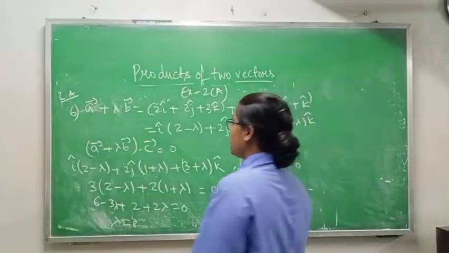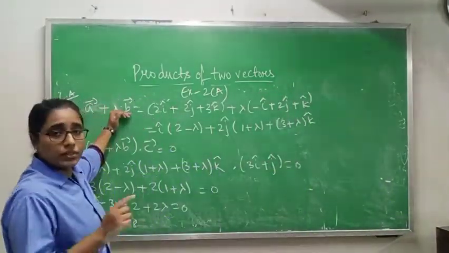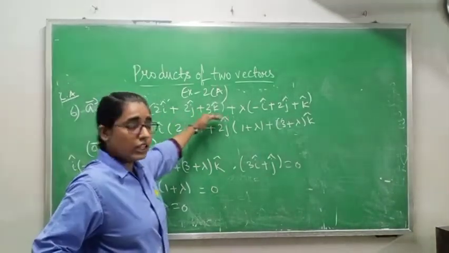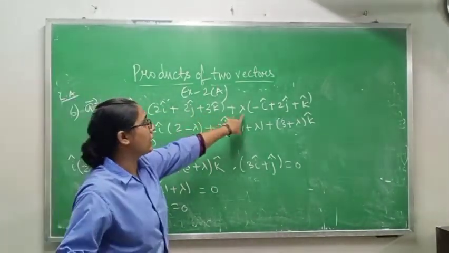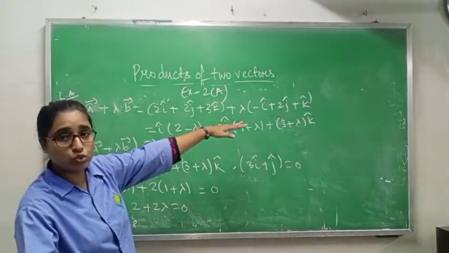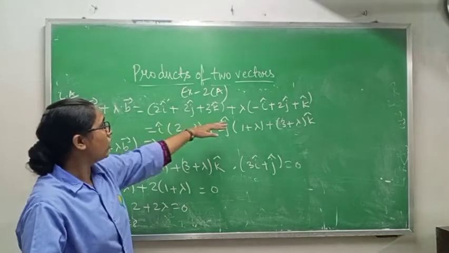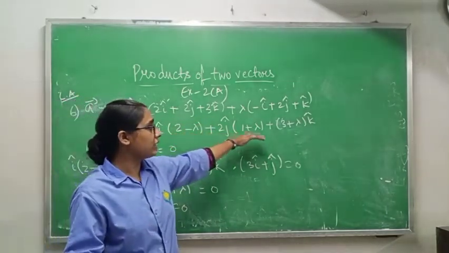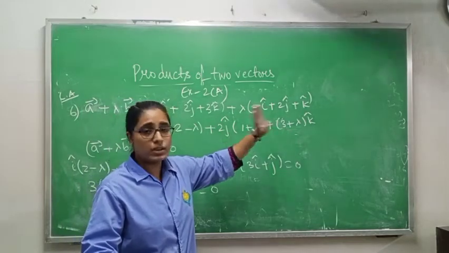Okay. So first of all, A plus lambda B vector we have to find. A is 2i cap plus 2j cap plus 3k cap, then plus lambda, and B vector is minus i cap plus 2j cap plus k cap. After solving this one, you will get i cap (2 minus lambda), j cap (2 plus lambda), and k cap (3 plus lambda).